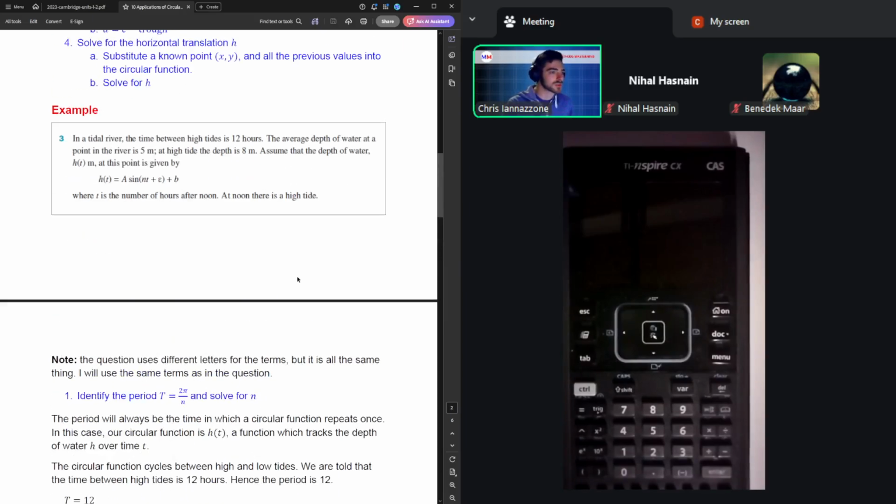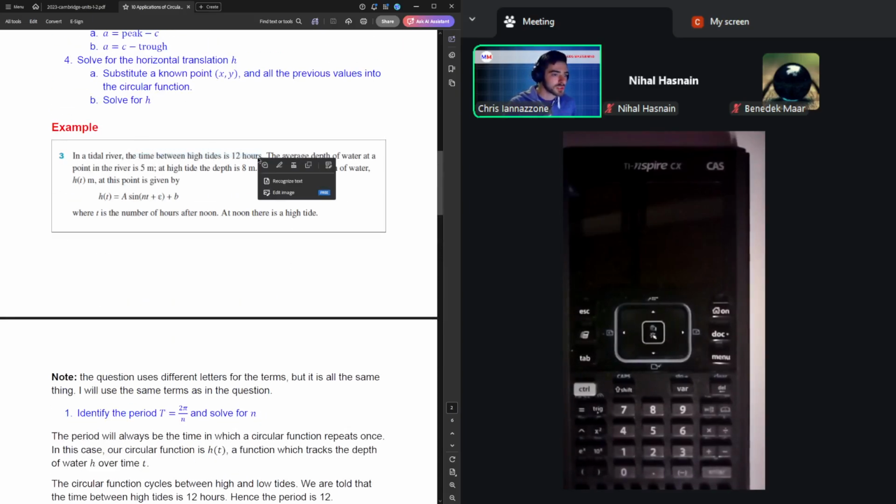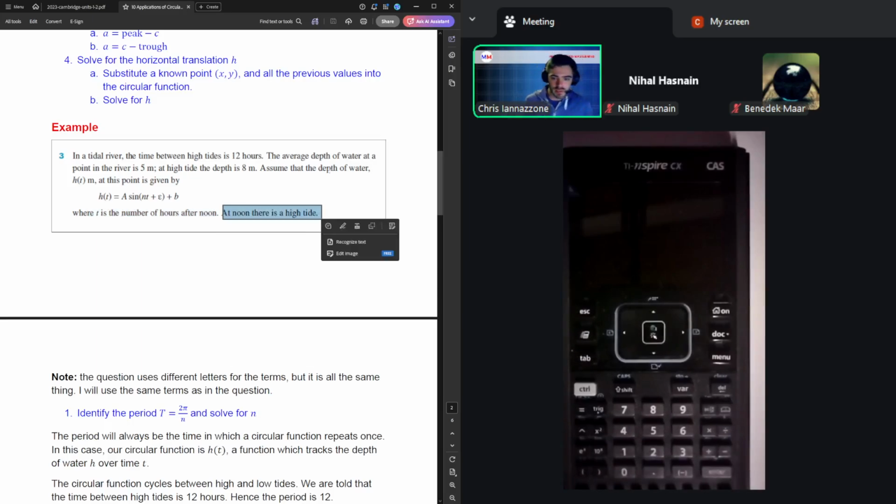So if we scroll through all the information that we have, we've already used this one, we've already used this one, we've already used this one. This isn't really information, it's just describing the function. This is describing, again, the definition of t. But then there's this last statement here: at noon, there is a high tide. That is a known point on the graph. At noon, the time value, there is a high tide, the height value. That's going to be a t value and an h value.